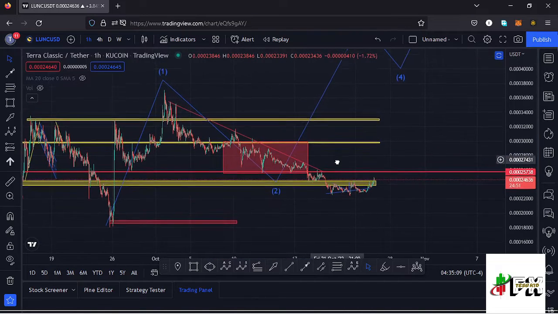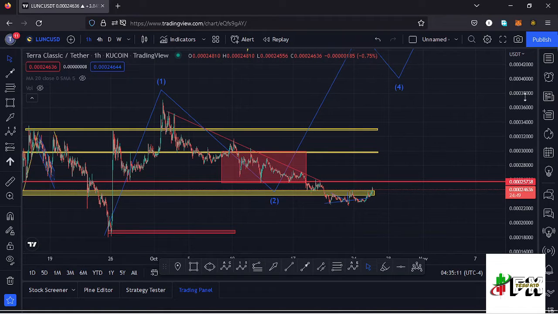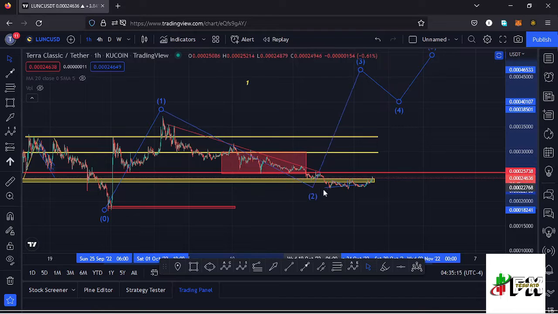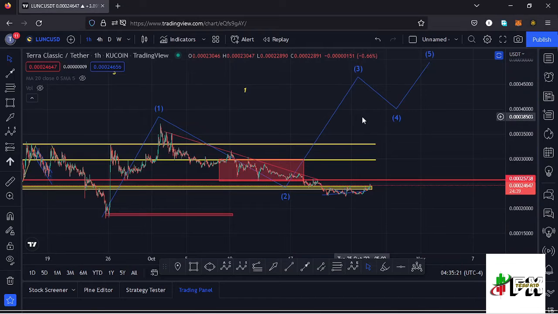And whatever I expected according to the Elliot wave structures, after the formation of the wave 2, after we made our low down here, I expect a very nice bounce to the upper side in the formation of a third wave. That is what I expect to play out here on the Lunc chart.